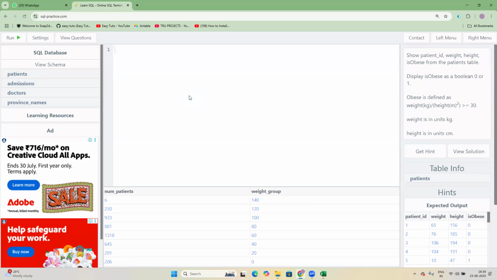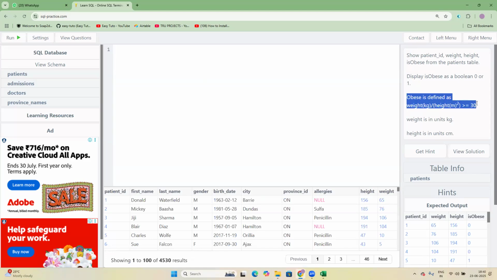Now this is a very interesting question, and I think we have discussed the logic behind it, but still. Show patient ID, weight, height, is obese from the patients table. Now, the thing here is to display is obese as a boolean, that is 0 or 1. 1 means he is obese, 0 means he's not obese, and they have given us the formula to calculate if he is obese. Obese means obesity, guys, like people who are fat. And this is the whole thing.